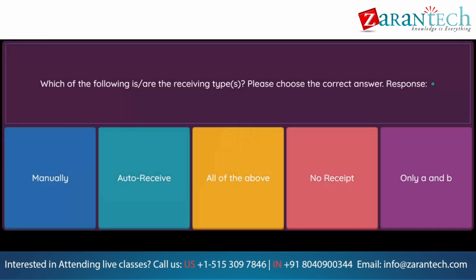Question: which of the following is/are the receiving type(s)? Please choose the correct answer. Response. Option 1, manually. Option 2, auto-receive. Option 3, all of the above. Option 4, no receipt. Option 5, only A and B.